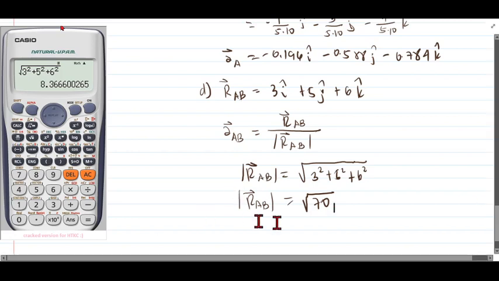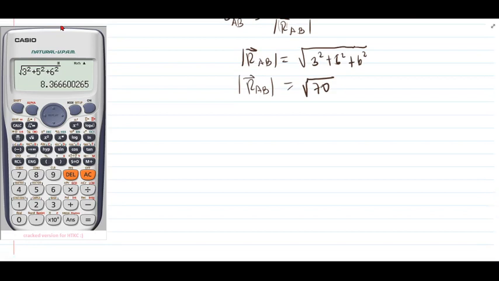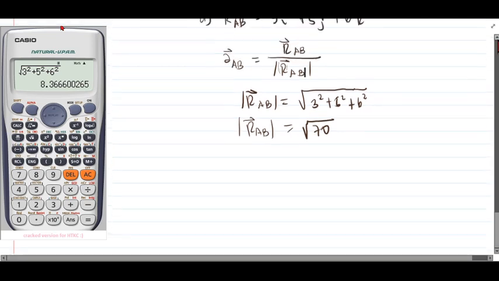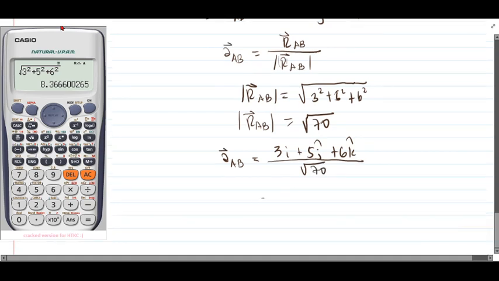Okay. So substituting that one to this formula here, so we'll have unit vector AB is equal to 3 I hat plus 5 J hat plus 6 K hat all over square root of 70, which is the magnitude of vector RAB. So we'll have 3 over square root of 70 plus 5 over square root of 70, that will be J hat, plus 6 over square root of 70 K hat.